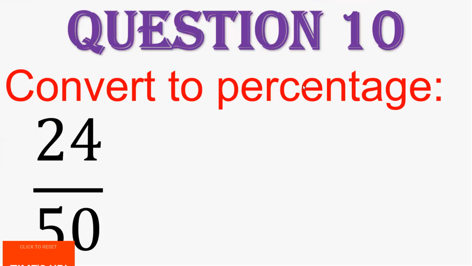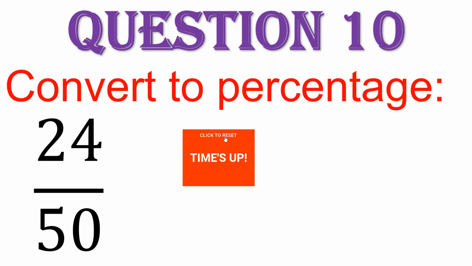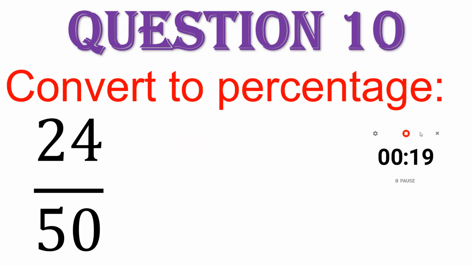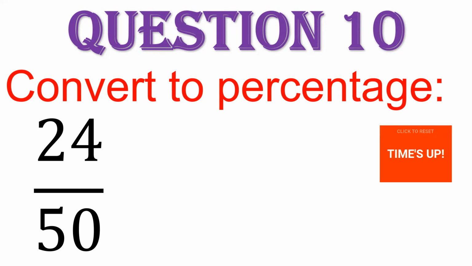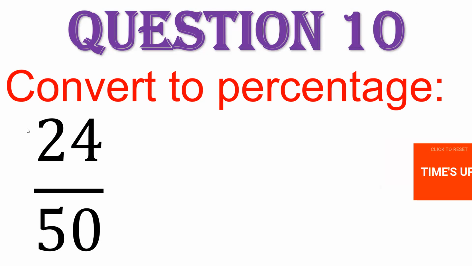Question 10 is coming. Convert to percentage. Okay, this is different from what was here. All right, please try. Let's give you 20 seconds. 24 over 50. Percentage means out of 100. All right, please try. Yes, time's up. So for question 10, let's see how we are going to answer.